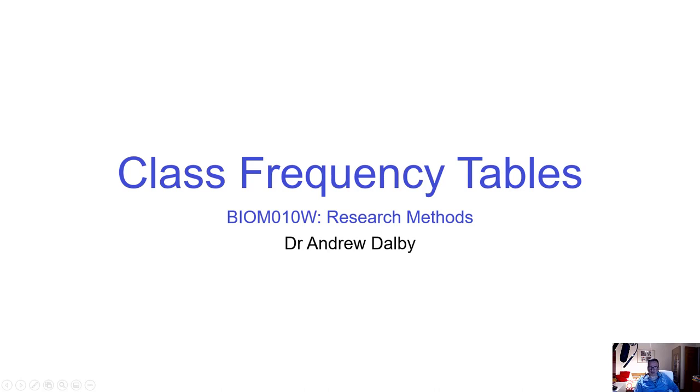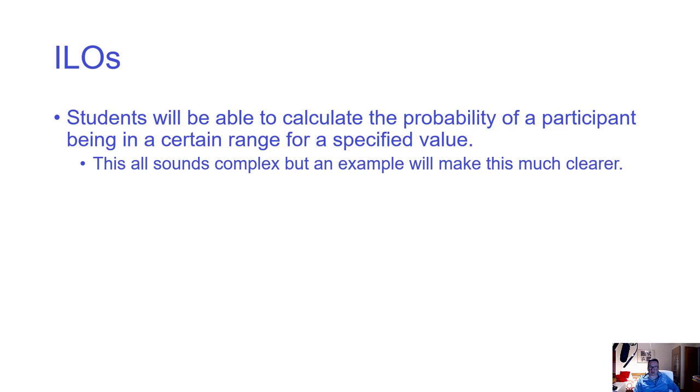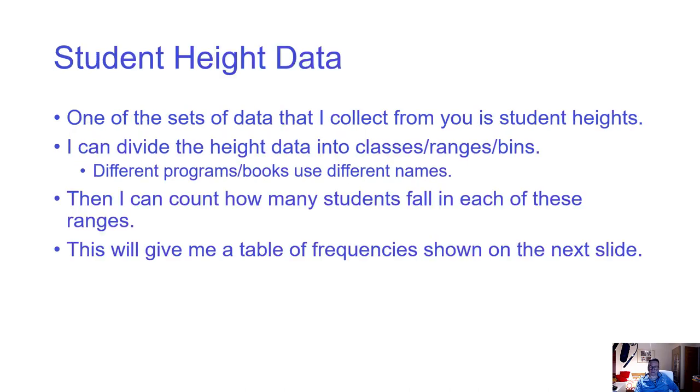Another example where you can use probability is class frequency tables. I'm going to talk about how you can calculate the probability of participants or experimental units being within a specified range of values. That sounds a bit complex and abstract, so I'm going to make it much clearer with a set of actual data.